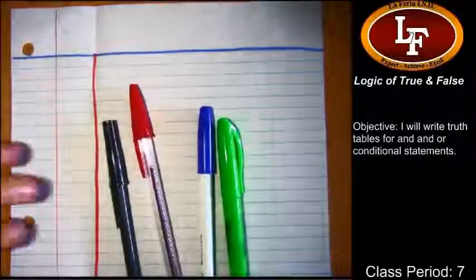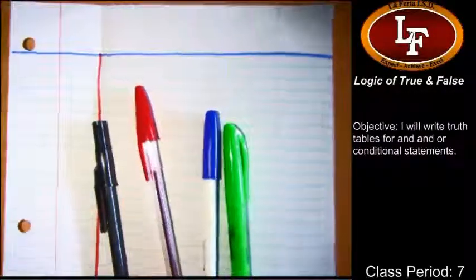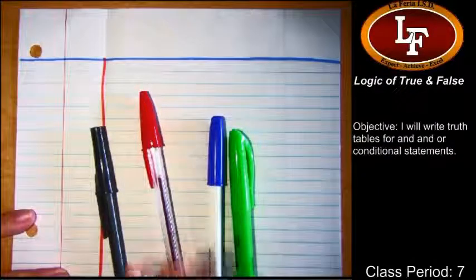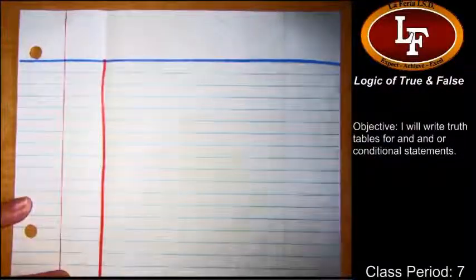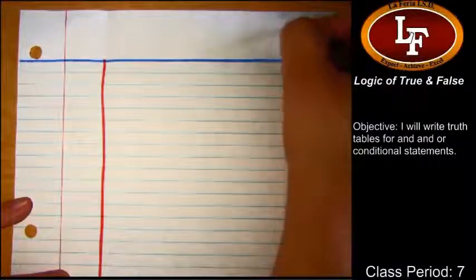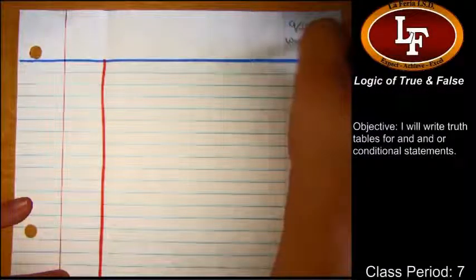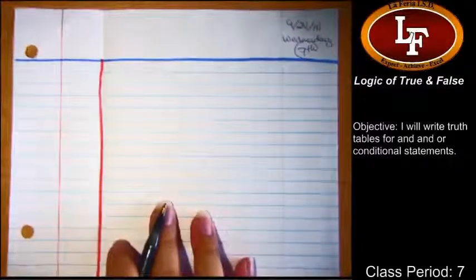Awesome. All right, as you can tell, all you'll need is some writing utensils today. You'll see me switch between these 4 colors today. You don't have to have these same colors, but you're welcome to if you would like. Today is the 24th, and it is a Wednesday. You are my 7th period class.